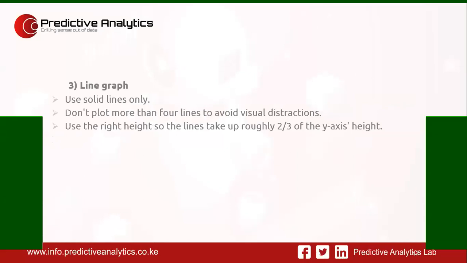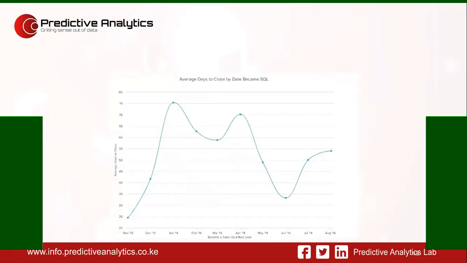So number 3, best practices when illustrating with a line graph. Use solid lines only. Don't plot more than 4 lines to avoid visual distractions. And if, for example, you have more than 4 lines, only use colors for the variables that you want to highlight. Use the right height so that the lines take up roughly 2/3 of the y-axis height. So that's an example of a line graph.